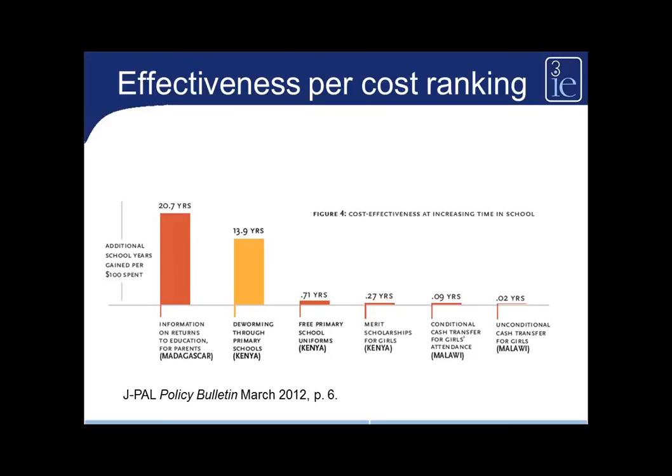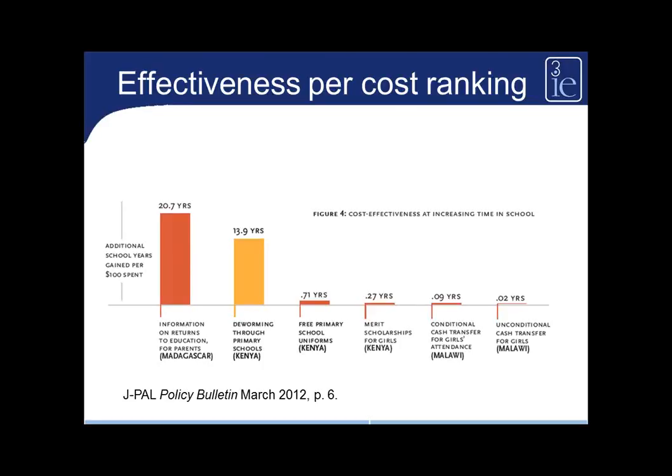So here's an example of an effectiveness per cost ranking. In this situation, there were a variety of interventions that were all intended, as one of their outcomes, to increase school attendance. And all of these studies were able to measure a marginal benefit of number of school years gained, and were able to measure the cost so that they could calculate the additional school years gained per $100 spent on the intervention. And by coming up with this indicator, again, we're not monetizing the value of the additional school years gained, but we can still compare them.